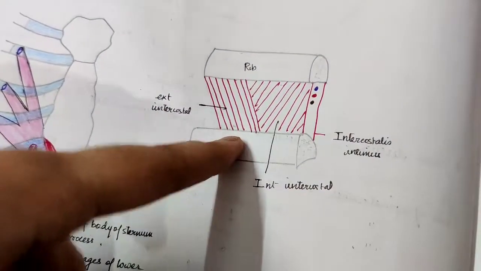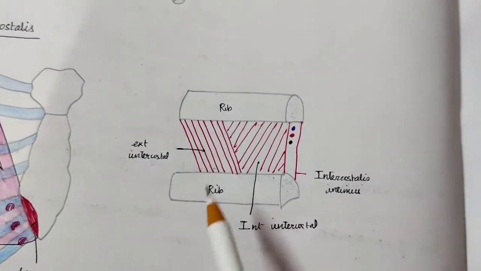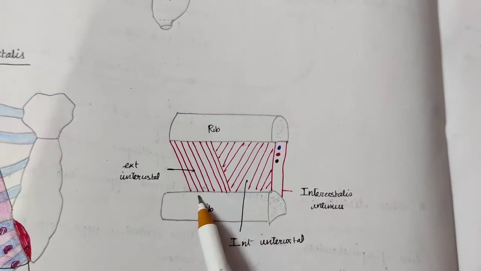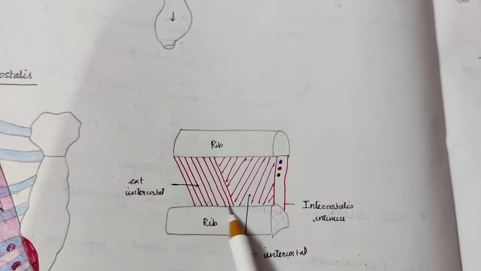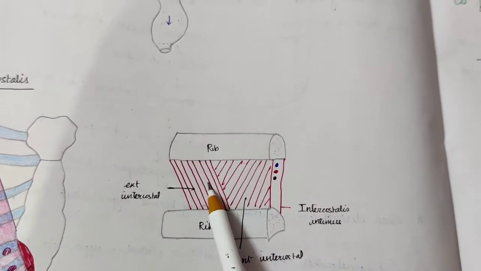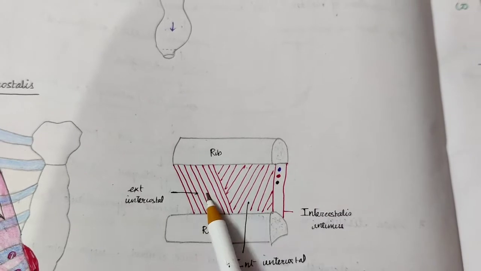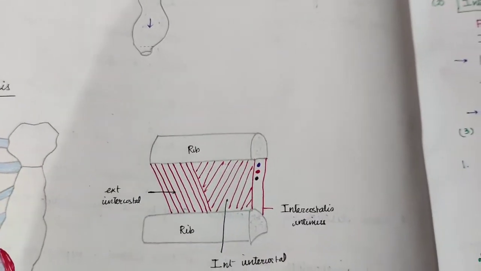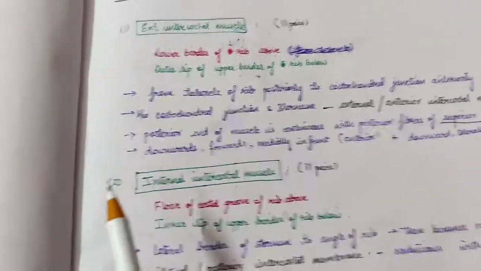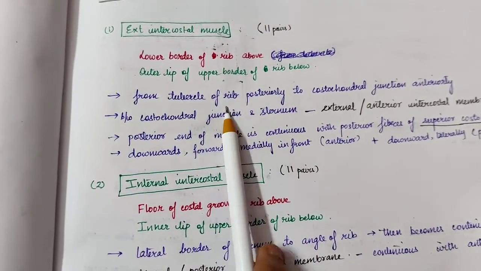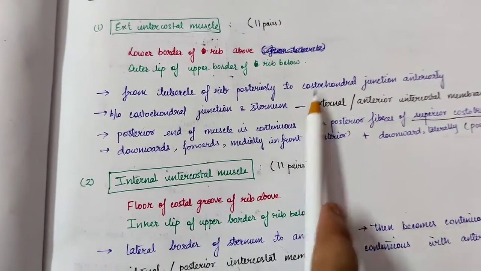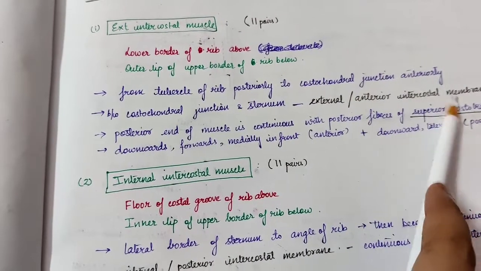This is the rib below, and we know that the upper border has two lips, the outer lip and the inner lip. It gets inserted in the outer lip, so this is the most superficial muscle in the intercostal space. Next, what is the extent? Its extent is from the tubercle of the rib posteriorly to the costochondral junction anteriorly.